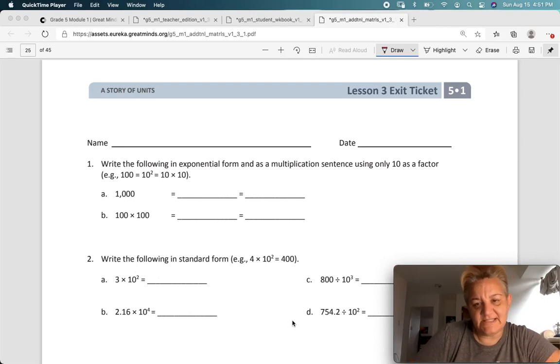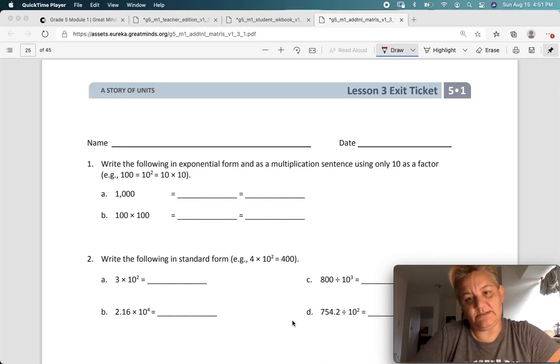If you are watching this video, it is because you struggled with the Lesson 3 exit ticket for Module 1. Let's go through it together. Write the following in exponential form and as a multiplication sentence using only 10 as a factor.